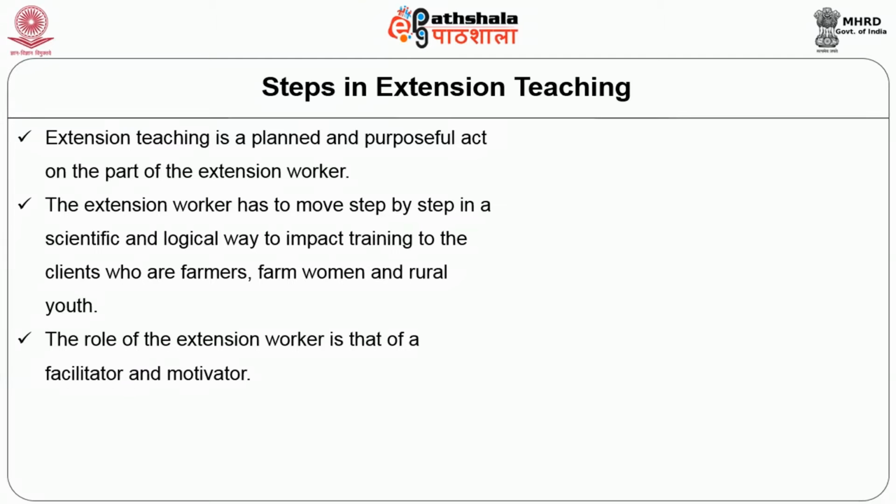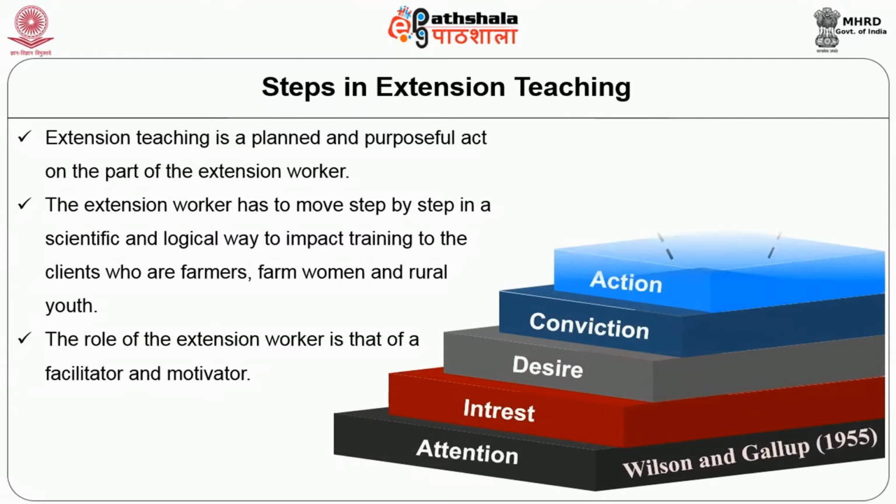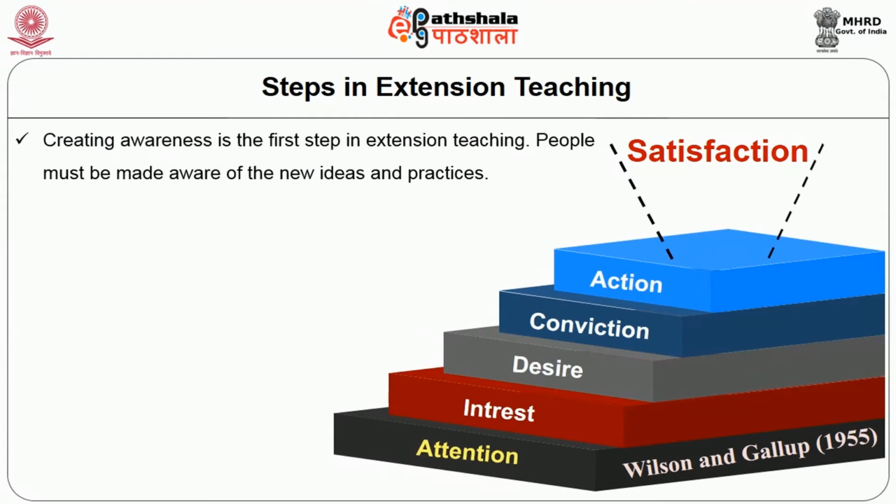The role of the extension worker is that of a facilitator and motivator. The steps as given by Wilson and Gallup, 1955, are the basic steps in extension teaching, given in figure 1. There are basically 6 steps involved in extension teaching. First is attention, second interest, third desire, fourth conviction, fifth action and lastly satisfaction.